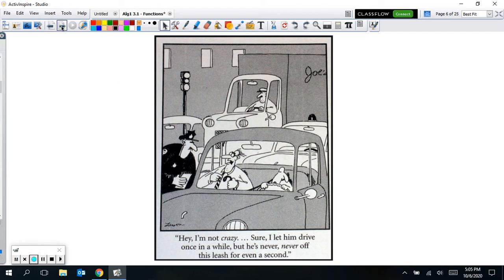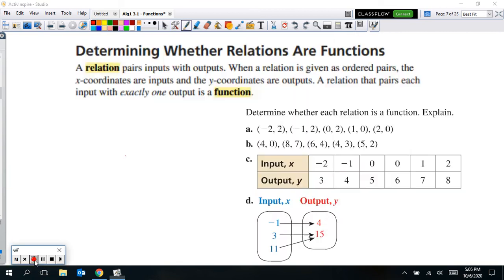All right, let's go ahead and jump into our function lesson now. Okay, we're going to start with some vocabulary that's right there in your journal books. You have relation and function. Those are the first two that we're going to look at. So just what is a relation? You can write down that relations pair inputs with outputs.